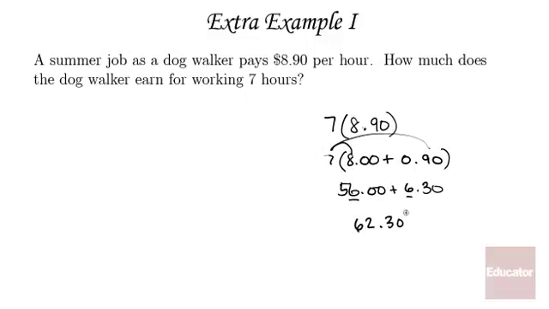And now I can just add the dollars here, which would make it $62.30. So by breaking up the money into dollars and cents, I no longer have large numbers to work with. I can work with a very simple 7 times 8 and a very simple 7 times 9 instead of working with a number such as 89.